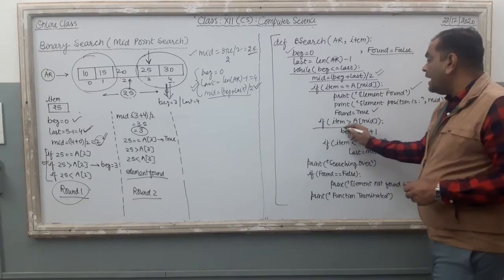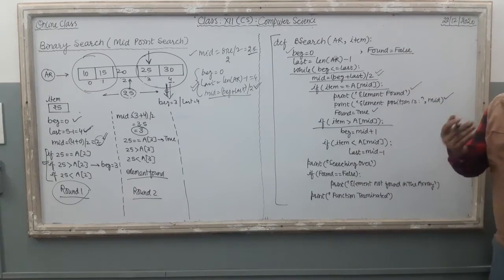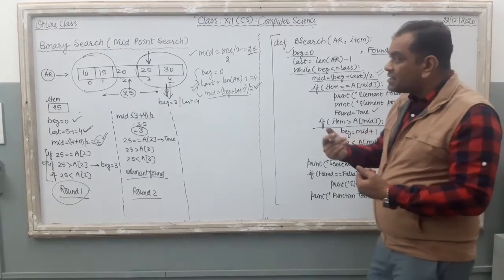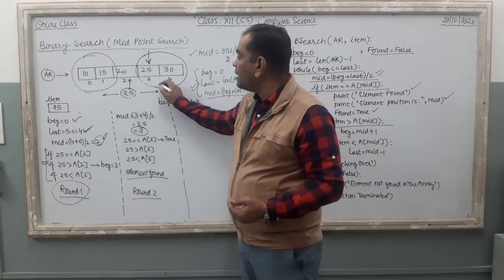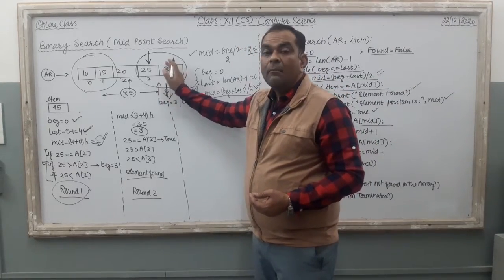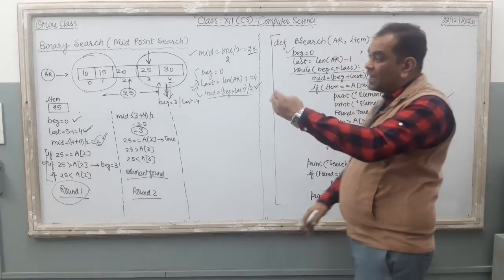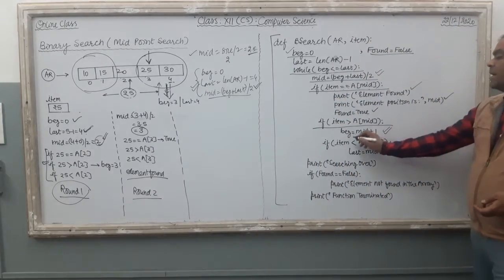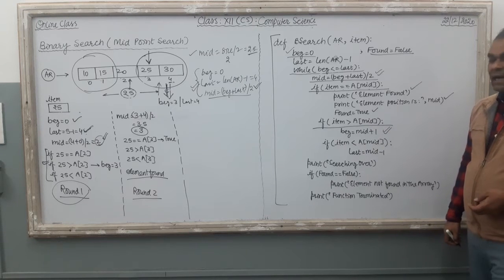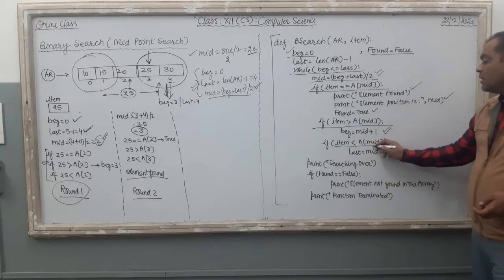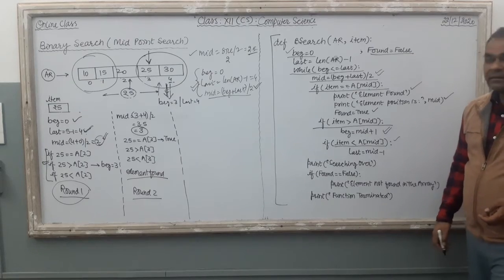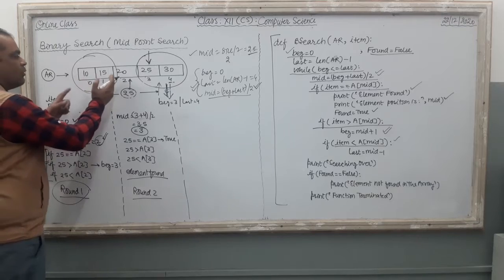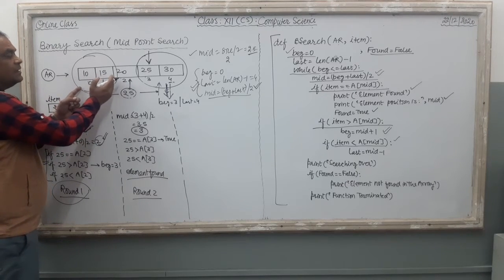Now second, if the item is greater than the middle element, the array being in ascending order, it means you just shift your searching operation to the latter half of this array, the last portion of this array. So here we use begin equal to mid plus 1. If the element is smaller than the middle position element, then what will happen? We move towards this particular part. Here we are going to search the specific element in this part.